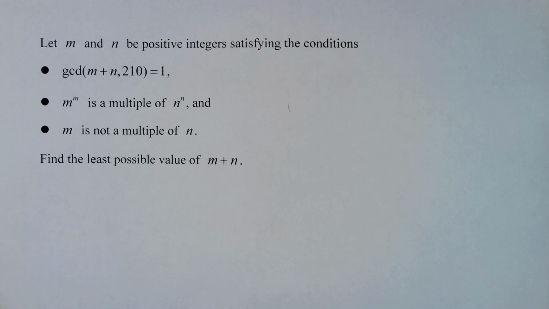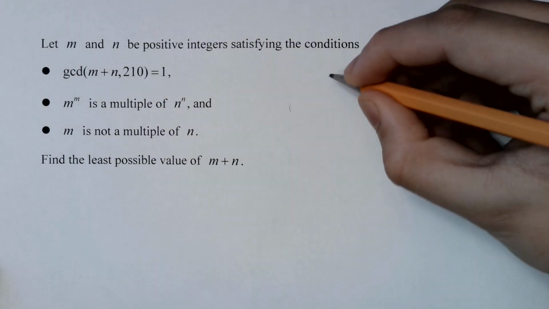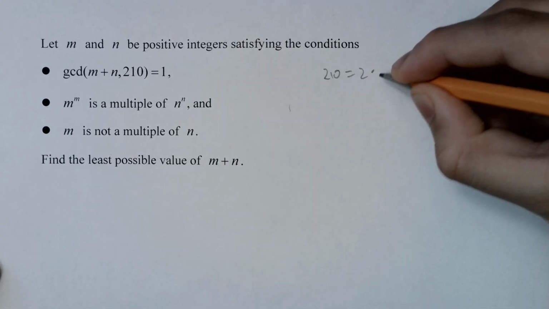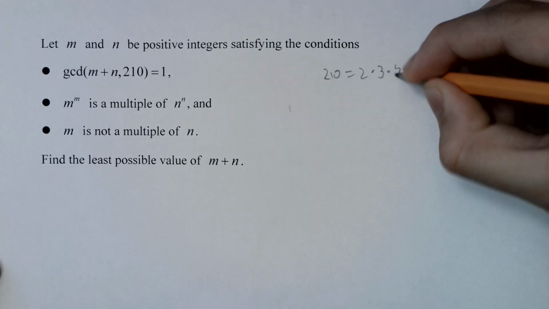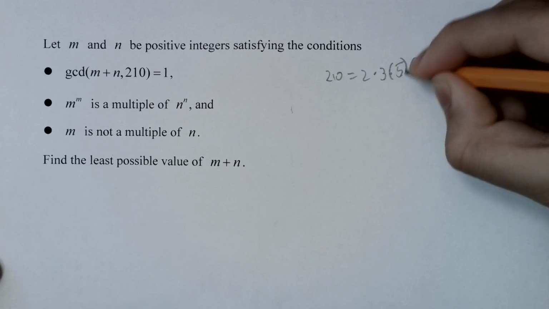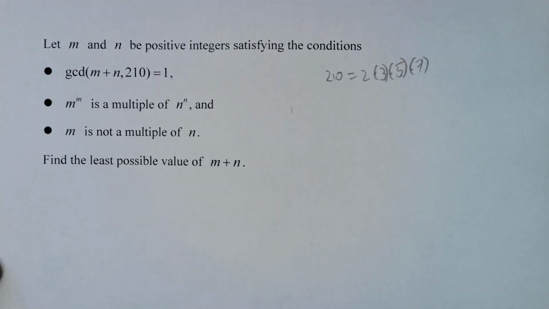Now, to start off, let's prime factorize 210. So 210 is going to equal 2 times 3 times 5 times 7. Right, like that, with brackets. Now let's start off by seeing what n and m could be equal to.